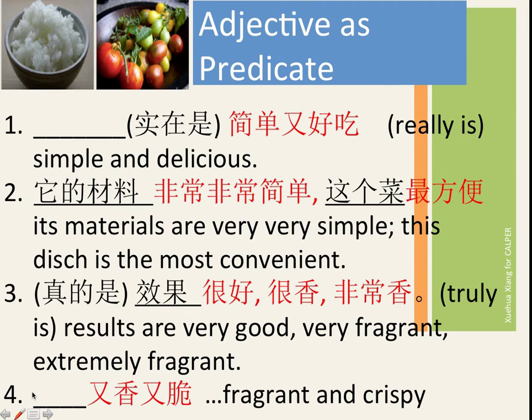You can connect the two adjectives with 又 even if they're one single syllable. 香 aromatic, 脆 crispy. So something 又香又脆. For example, if you like potato chips, you can say 薯片又香又脆. Or if you like roasted herb, roasted kale, 烤的蔬菜又香又脆.